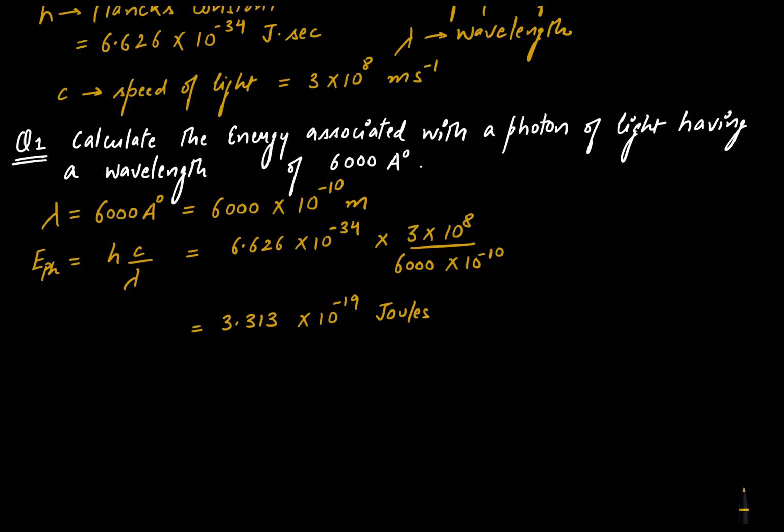So hopefully, my dear students, you got the first numerical. It was a very easy one. You just have to substitute the values of h, c and lambda, and evaluate the energy of the photon. So now let's move to the next numerical.